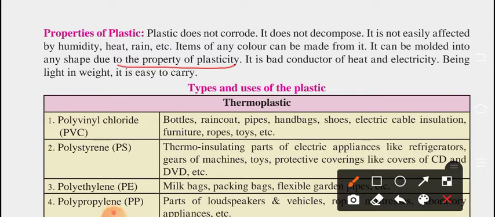As we have seen in the examples, it is a bad conductor of heat and electricity because heat does not flow in plastic. If you heat the plastic, then it melts. So it is a bad conductor of electricity as well as heat, and being light in weight, it is easy to carry.